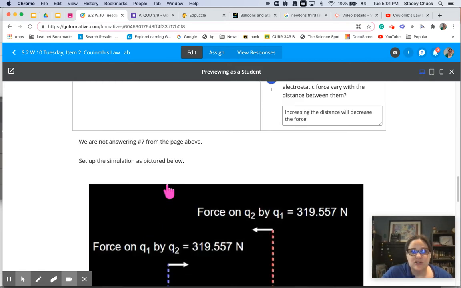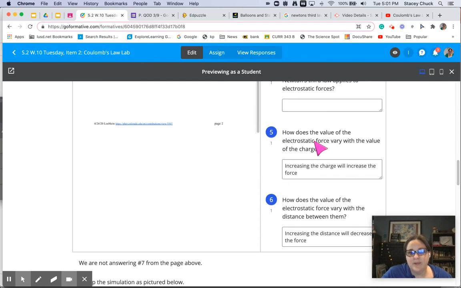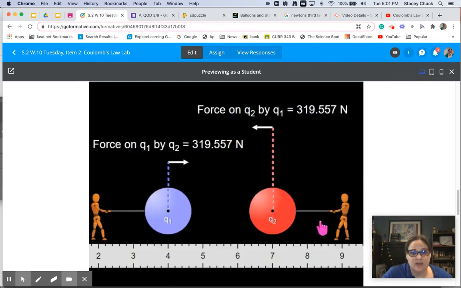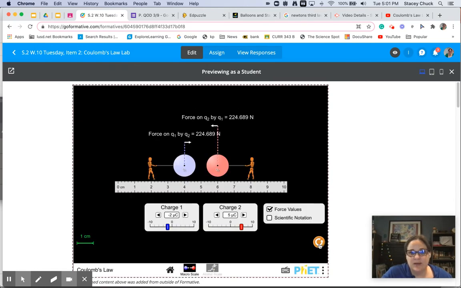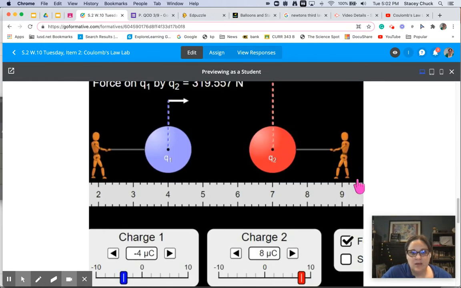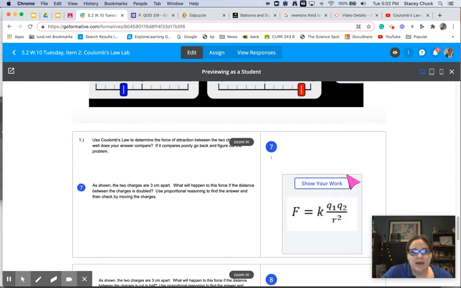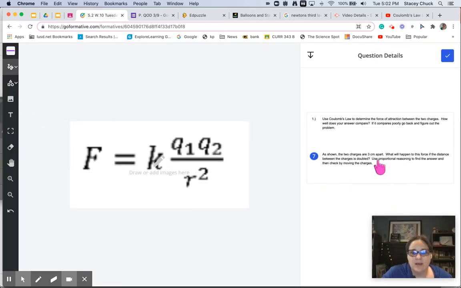So we're basically just backing up what we came up with up here, that the value of the charge and the force are directly related, and the distance and force are inversely related. And so we want our setup to look like this, so we have to hit the reset button, and we're back to original settings. Okay, number 7, show your work. It says, as shown, the charges are 2 centimeters apart. What will happen to this force if the distance between the charges is doubled?